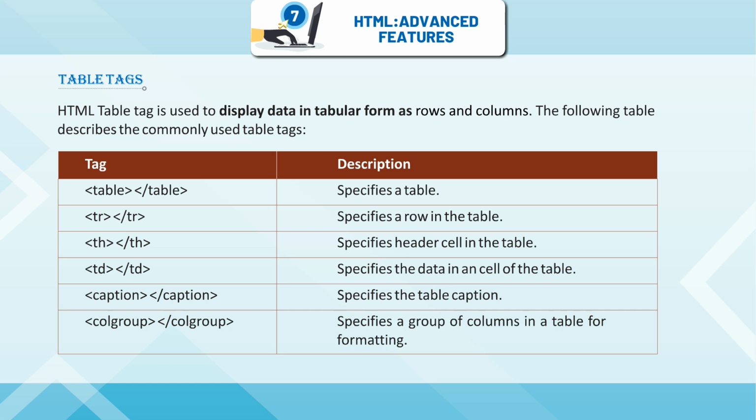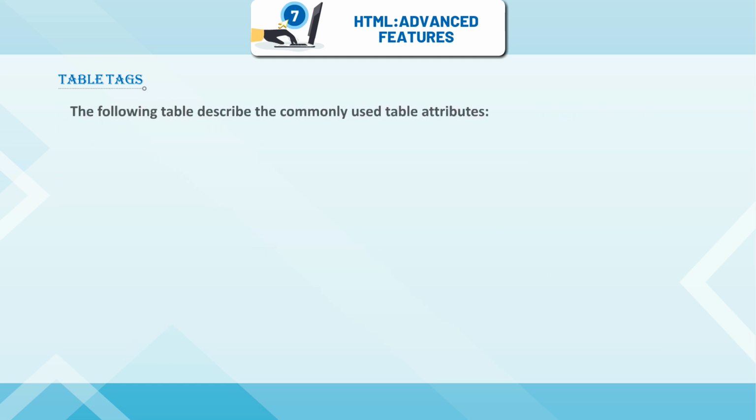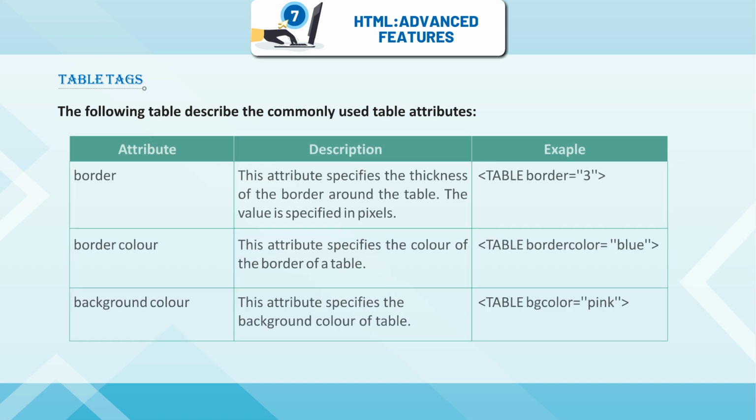Open TH tag, close TH tag, specifies header cell in the table. Open TD tag, close TD tag, specifies the data in a cell of the table. Open caption tag, close caption tag, specifies the table caption. Open colgroup tag, close colgroup tag, specifies a group of columns in a table for formatting. The following table describes the commonly used table attributes.